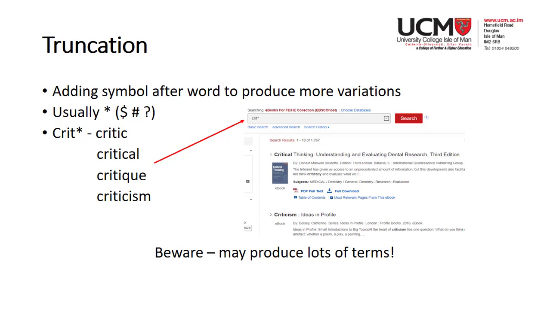Truncation is where a symbol is placed after a word to produce more variations. It is usually an asterisk, but some databases may use different symbols. It is useful to think of different word endings in your database search, but beware that some truncated searches may produce lots of terms.